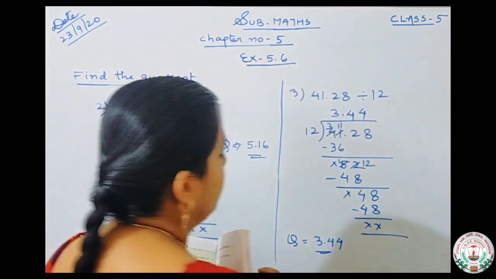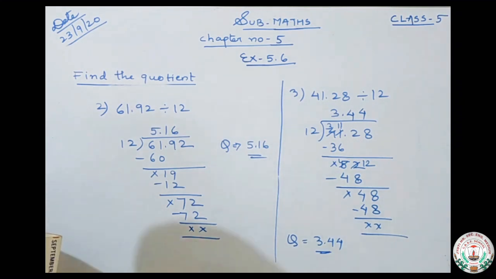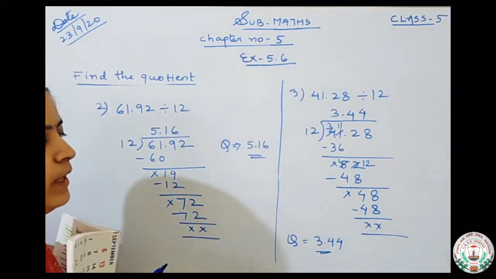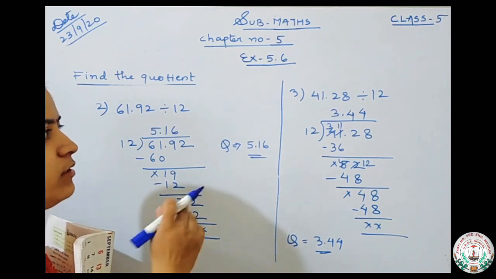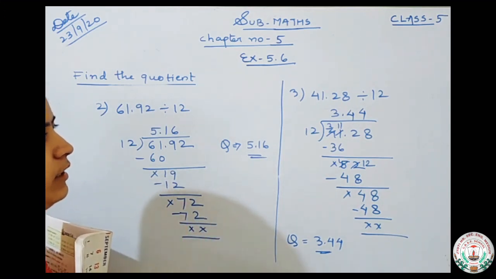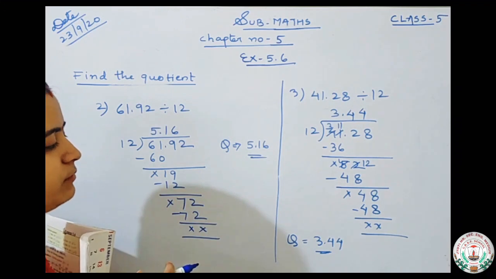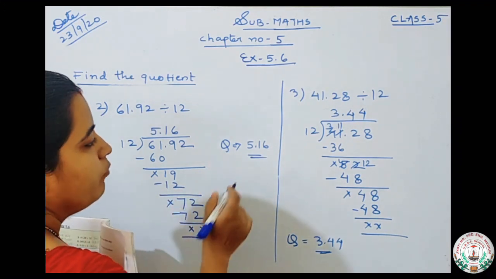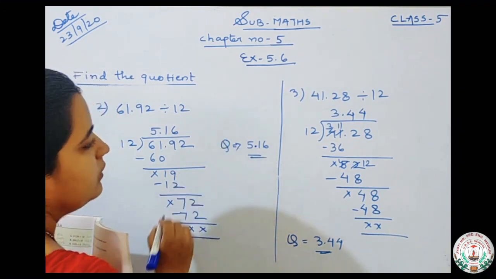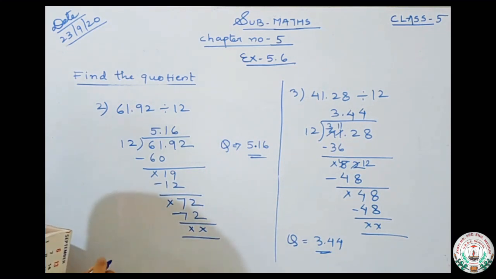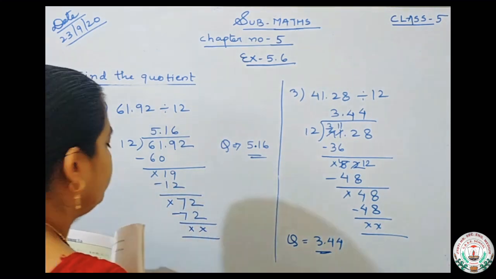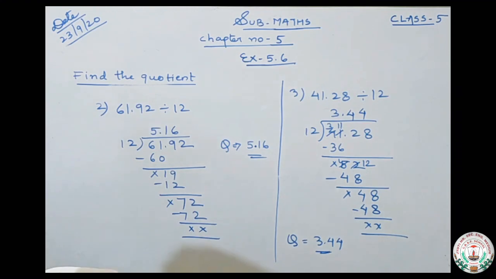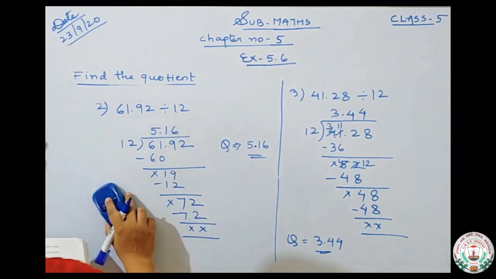3.44. See children, in decimal, while dividing the decimal, the most important point is putting the decimal. Only that is the important point. Rest of all division is simple, like earlier when we divide without decimal questions. Okay. So the main point is you have to place the decimal in the right position. This is very important. Okay. So moving on to question number 4.